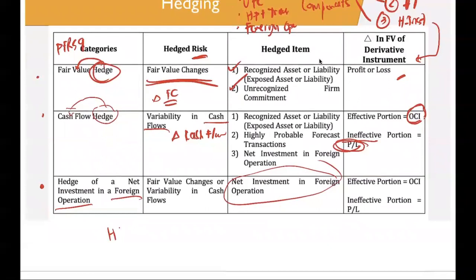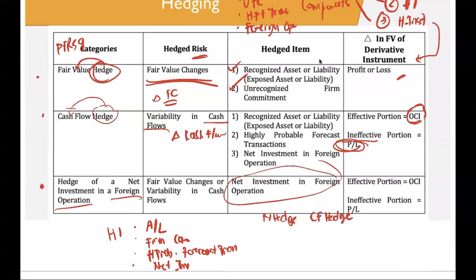Okay, so we have four hedged items. What are those? Your recognized asset or liability. We also have your firm commitment. And we have your highly probable forecast transaction. And lastly, we have your net investment in foreign operation. So it can either be a fair value hedge or a cash flow hedge. We said you can fair value hedge asset and liability and firm commitment. You can cash flow hedge asset or liability, highly probable transaction, net investment in foreign operation.